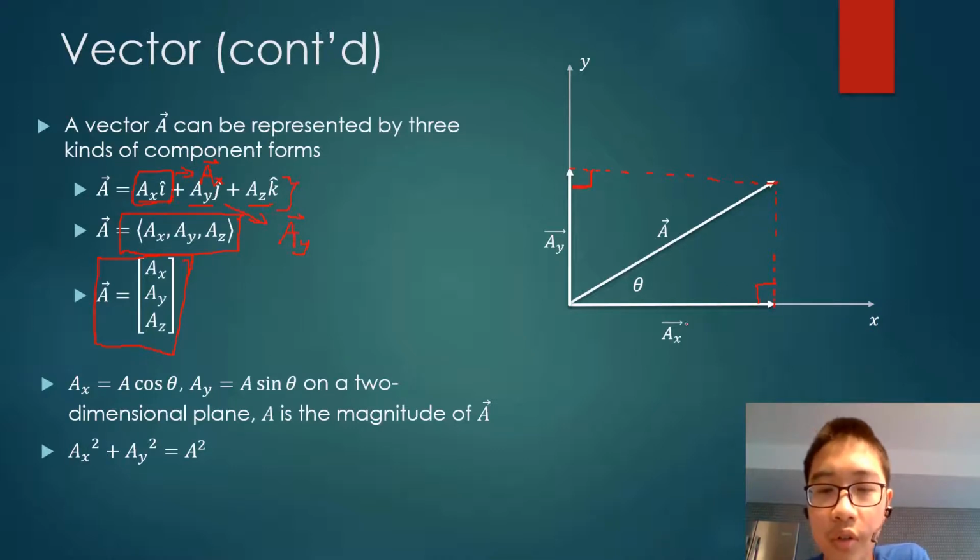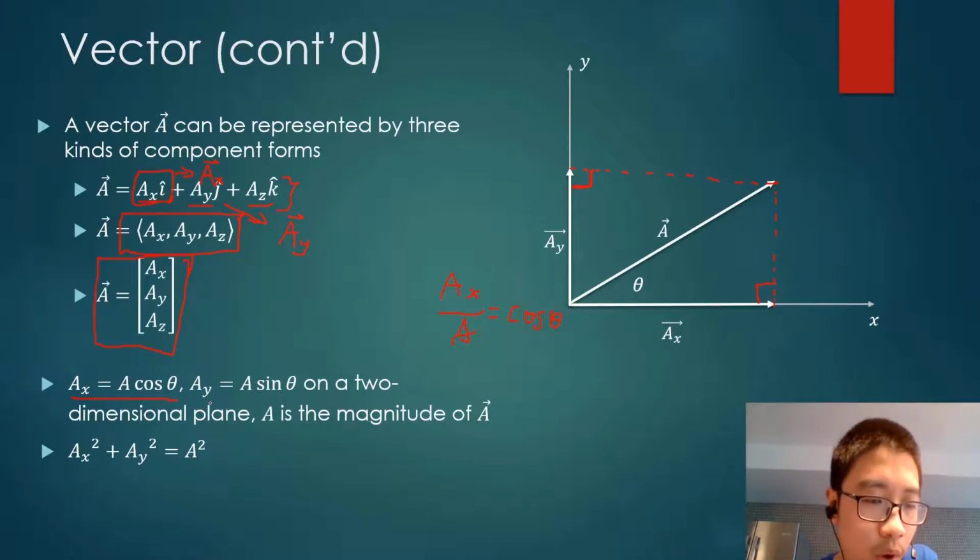Using trig functions, we know that AX over A is equal to adjacent over hypotenuse, which is cosine theta. So AX is just equal to A times cosine theta. Same for AY. AY over A is sine theta. So AY is equal to A times sine theta.